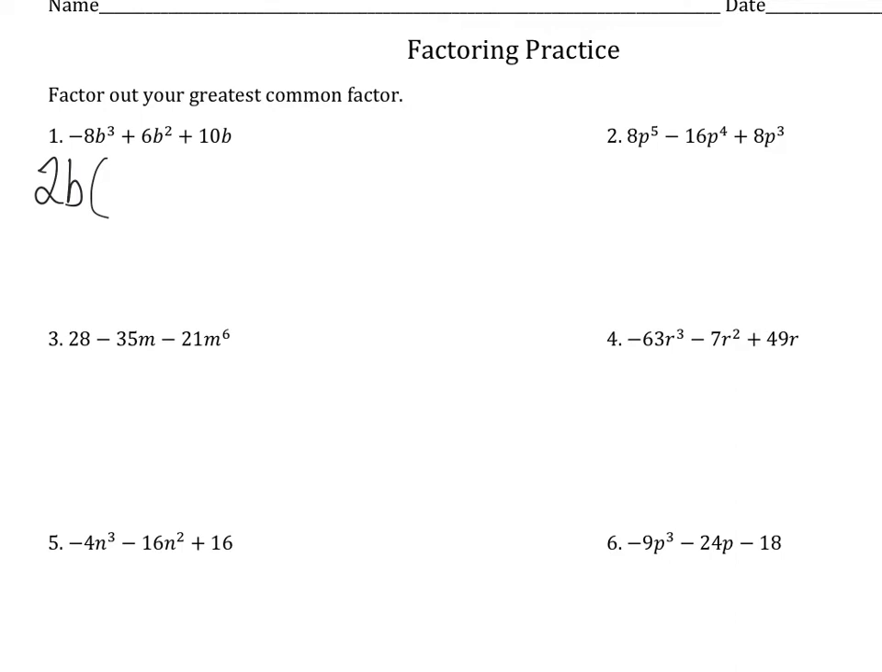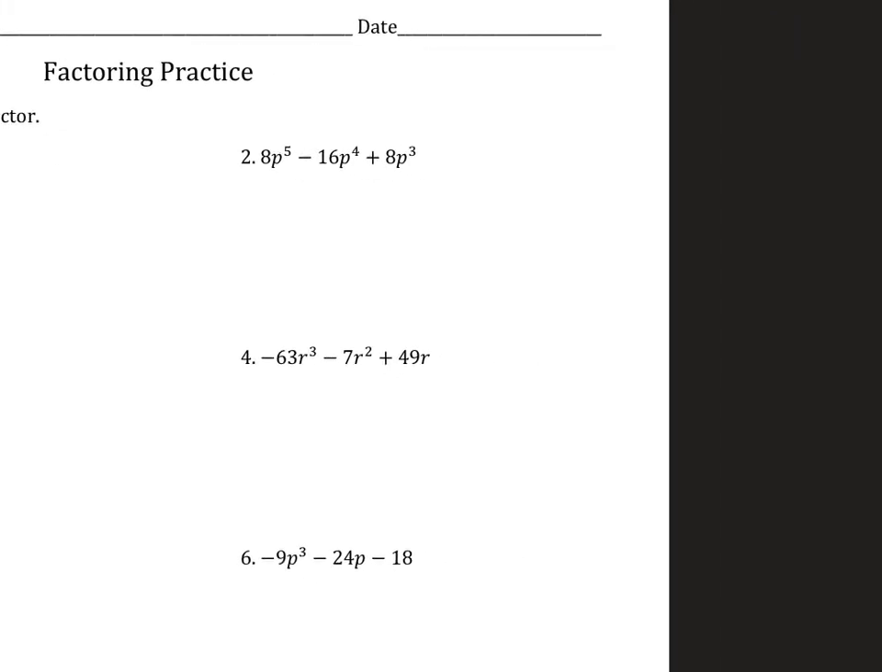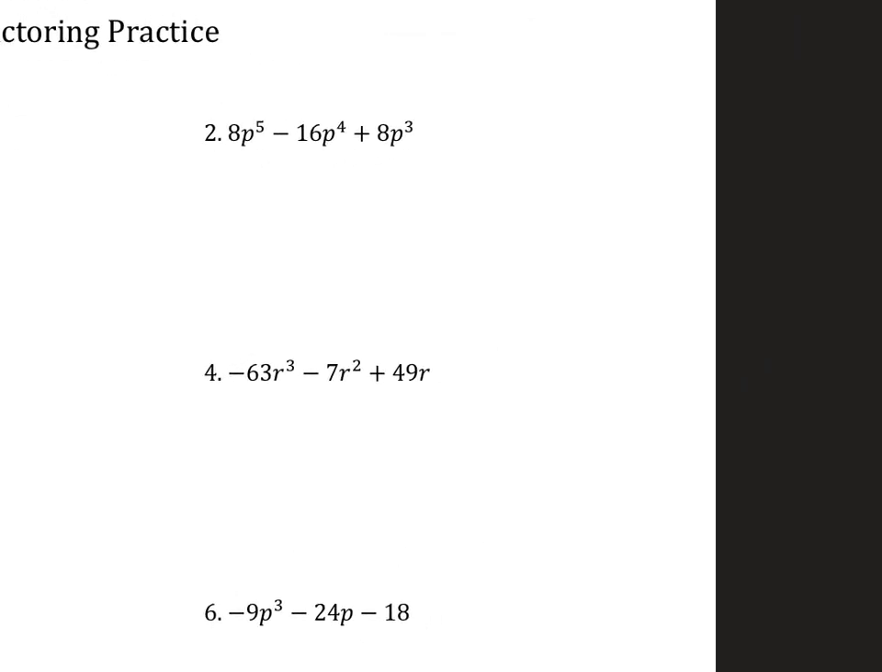So negative 8 divided by 2 is negative 4. I had 3 b's. I took one away, so that leaves me with 2. 6 divided by 2 is 3, so plus 3. I had 2 b's. I took one away. That leaves me with 1b. Plus 10 divided by 2 is 5. I had 1b. I took one away, so there are no b's. So that's what we should have gotten. Go ahead and try out the second one.